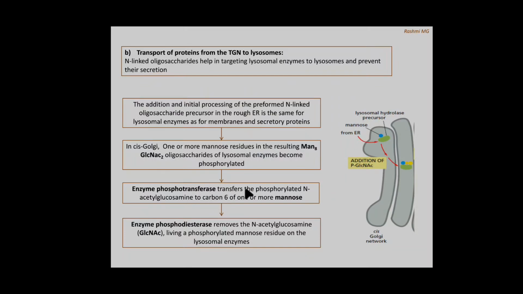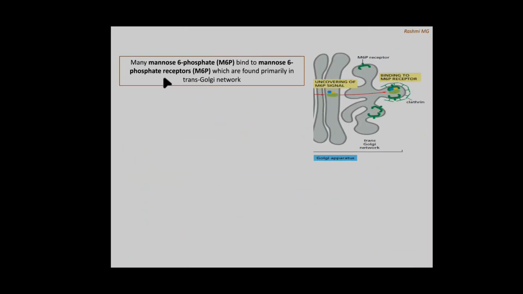Enzyme phosphotransferase transfers a phosphorylated N-acetylglucosamine to carbon 6 of one or more mannose. Enzyme phosphodiesterase removes the N-acetylglucosamine, GlcNAc, after phosphorylating that mannose. It removes that N-acetylglucosamine, leaving a phosphorylated mannose residue on the lysosomal enzymes. Mannose 6-phosphate binds to the mannose 6-phosphate receptor.